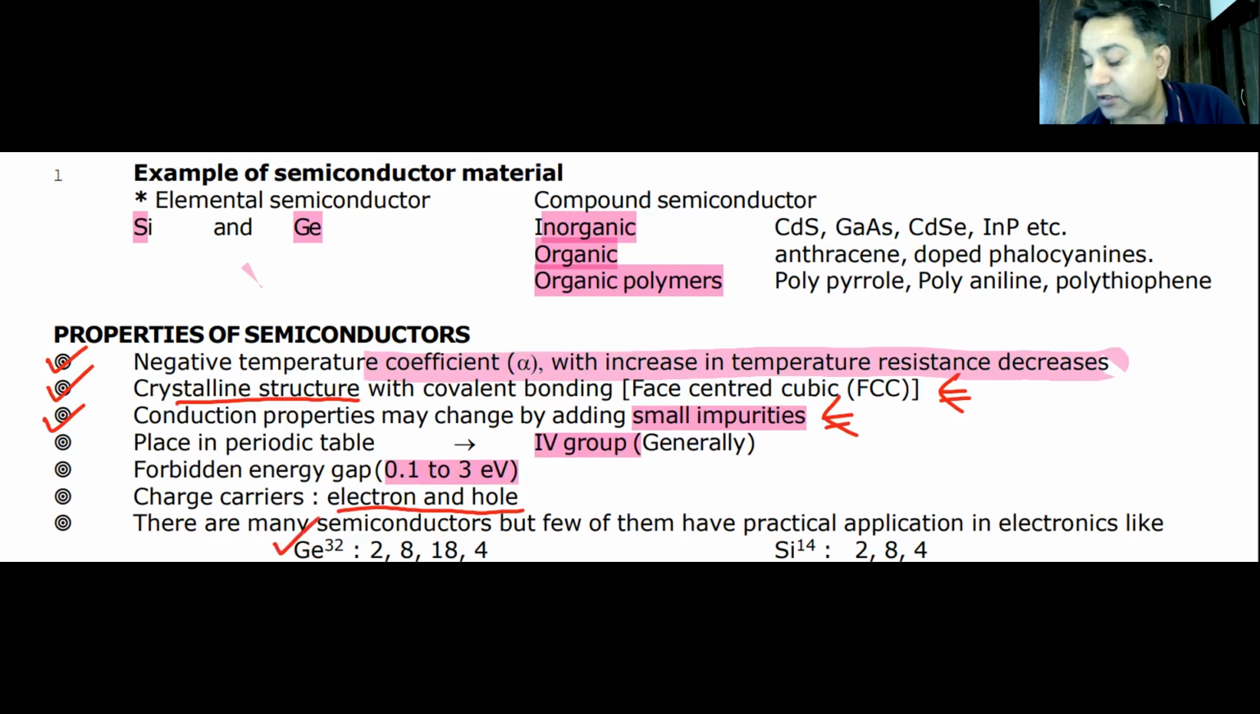You must know the electronic configuration of germanium, germanium 32, silicon 14. Do you know this? Yes or no? And you see that the valence band, or the number of electrons in the last shell, is 4. They are placed in the group 4 of the periodic table. Do we understand this?